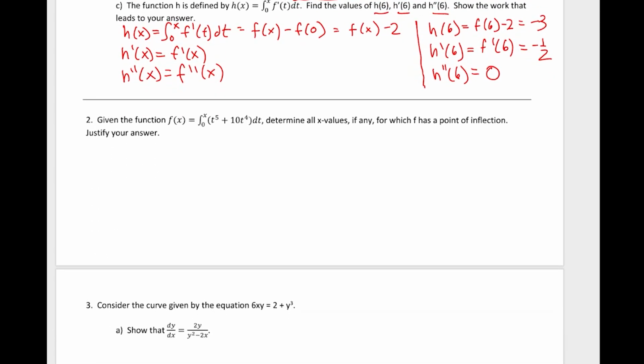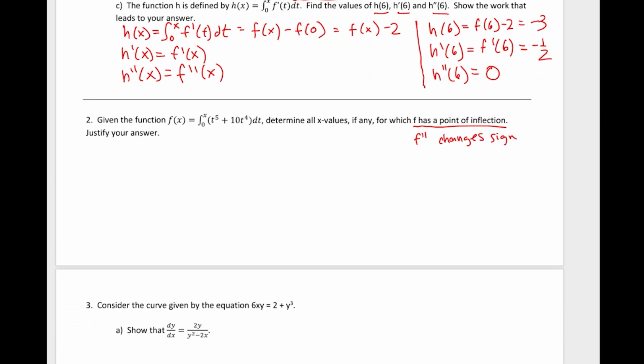Number 2 says, given the function f of x equals an integral function, determine all x values for which f has a point of inflection. So that is when f double prime changes sign. So we're going to have to find f double prime.